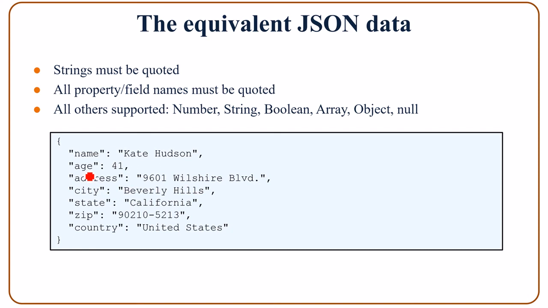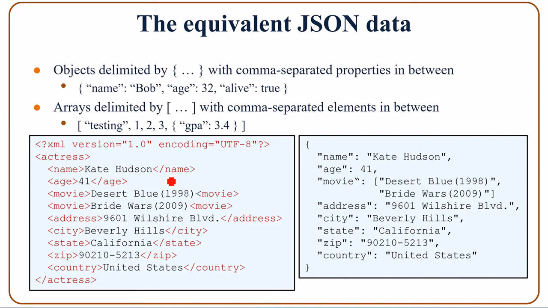We can see that strings must be quoted. Properties or field names must be quoted also. Other types that are supported include number, string, boolean, array, object, and null. In JSON data, objects are delimited by curly braces with comma-separated properties. In the example, we can see the properties name, age, and alive are separated by commas.